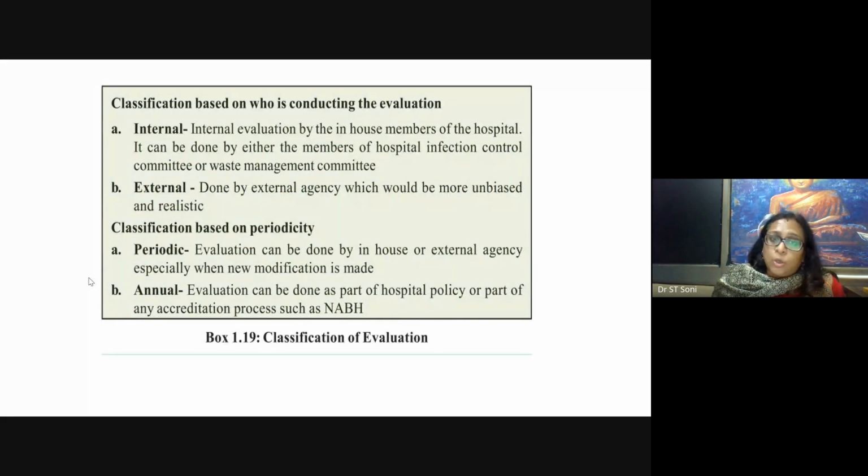Who will conduct all this evaluation? Maybe the internal personnel, and you can ask an external agency also to do it, because they will be unbiased and realistic. Evaluation has to be done based on periodicity. I already told you, an annual evaluation definitely is done as a part of the hospital policy or as a part of an accreditation body like NABH or NABL.